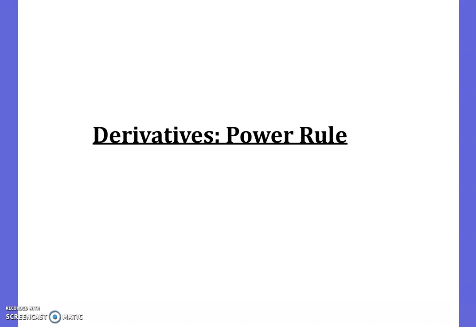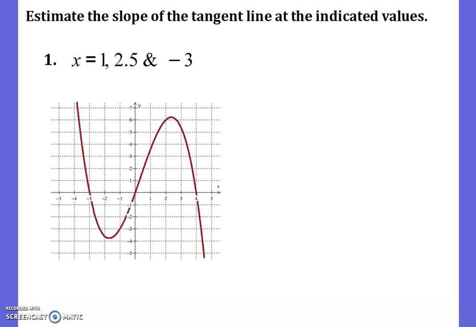Okay, so we're going to be looking at derivatives with the power rule today. To start, we're going to look at this graph and estimate the slope of the tangent line at the indicated values. I'm going to start with x equals 1. I'm going to go to my graph and plot a point at x equals 1, and I want to sketch a line that would roughly follow the slope at that point. So about right there.